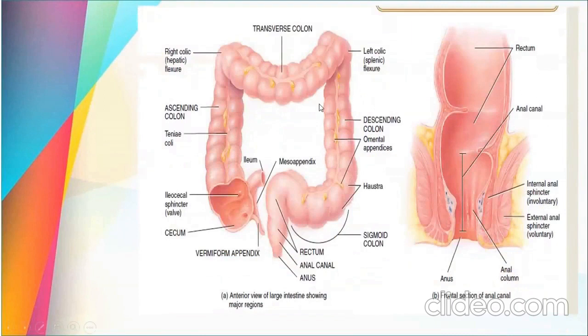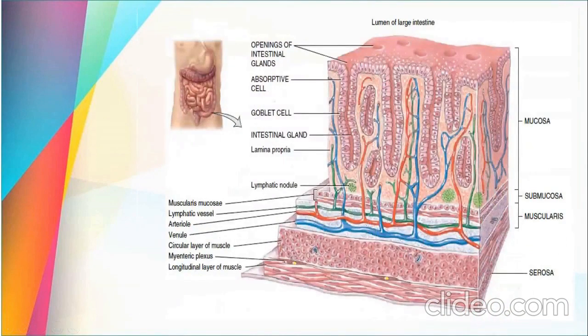Now here is the large intestine. Here is the cecum, ileocecal sphincter, ascending colon, this is the transverse colon, descending colon and the sigmoid colon. The wall of the large intestine contains the mucosa, submucosa, muscularis and the serosa.